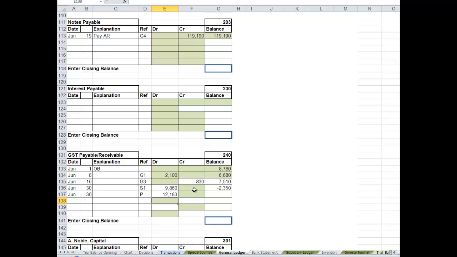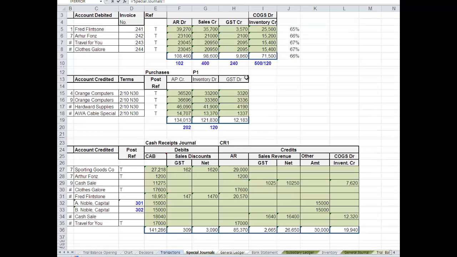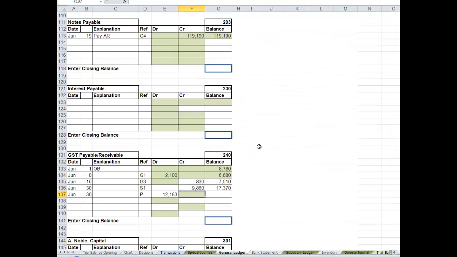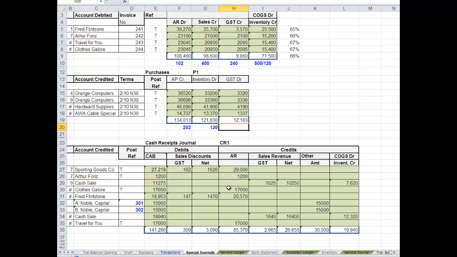Now this should have been a credit to GST here, but it's shown as 0. So what have I left out? So this might be working in yours. I'm guessing these are one line out because of that transaction, but I will come back and check that. GST clearing I've done, that's 240.